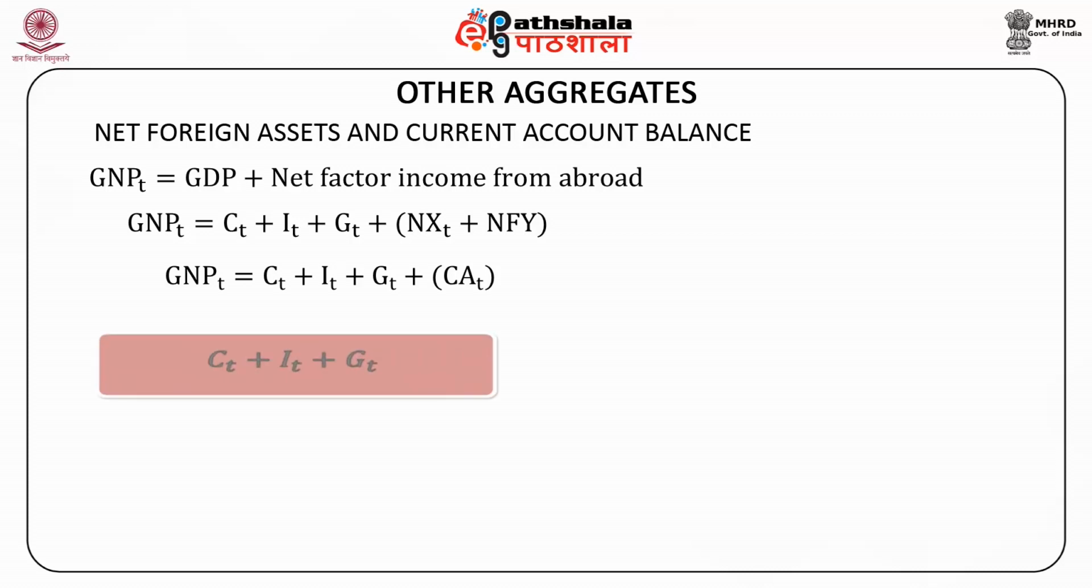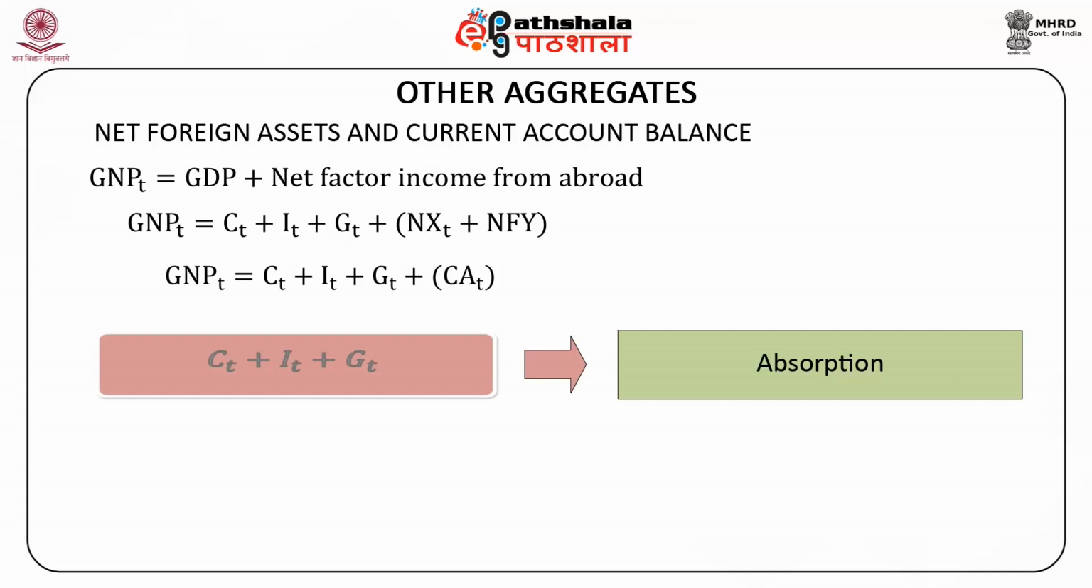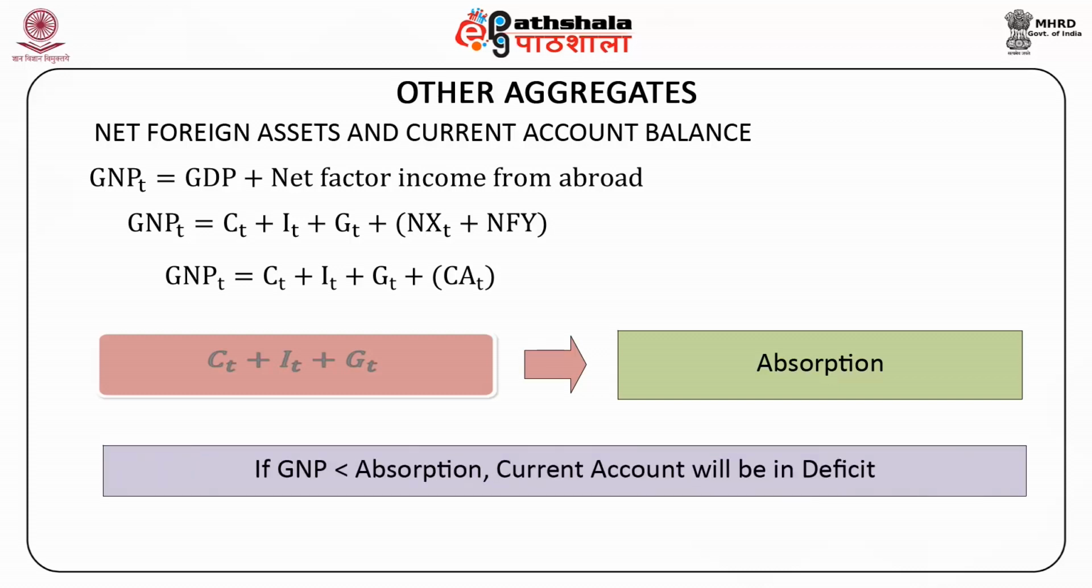This provides another interpretation of the GNP in terms of domestic spending for the consumption expenditure, investment expenditure, and government, referred to as absorption, and current account balance. If we take the absorption term to the left-hand side, an important interpretation can be derived. For a country where GNP is less than absorption, the current account will be in situation of deficit.